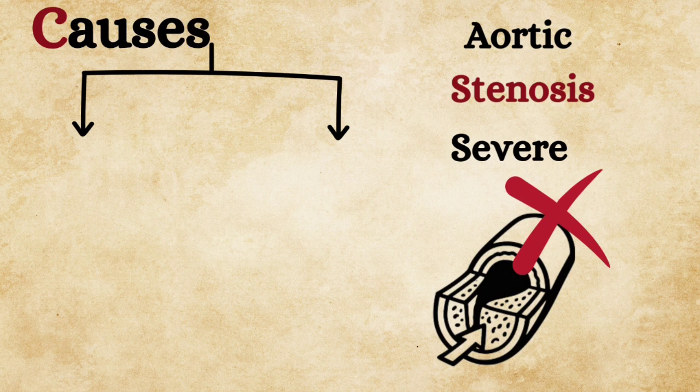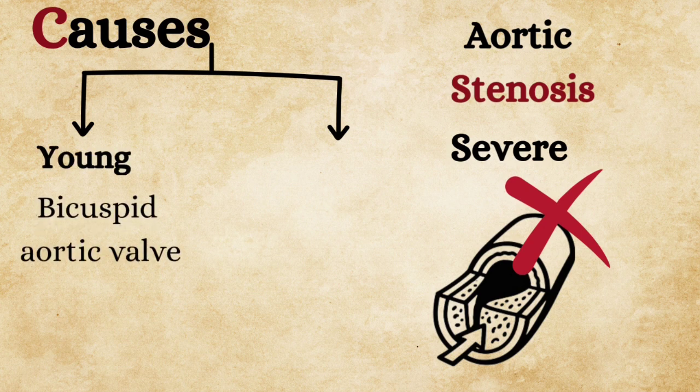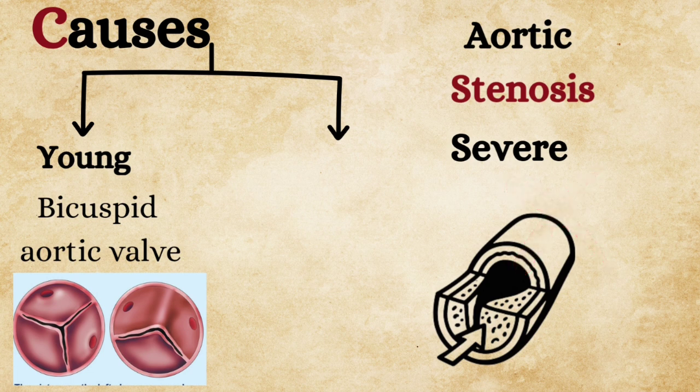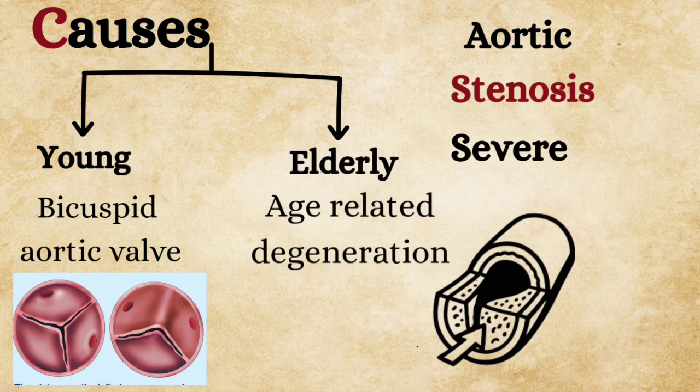Causes of aortic stenosis: in young patients, often due to a bicuspid aortic valve, meaning the valve has two flaps instead of three; in the elderly, typically due to age-related degeneration and calcification.